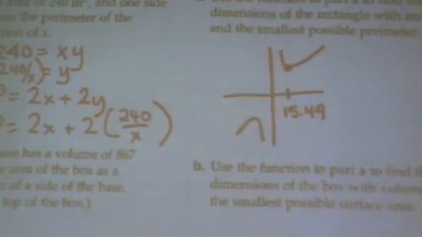So now, how do I find my other value? I'm looking for y. So I'm going to take 240 divided by 15.49, and you're going to get another 15.49. So what would be your dimensions? It'd be 15.49 by 15.49. That would give you the smallest possible perimeter, with the area being 240.